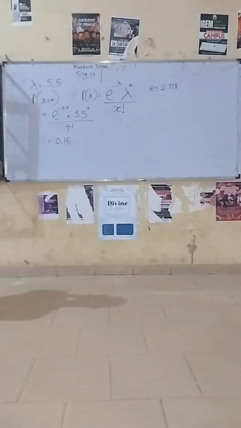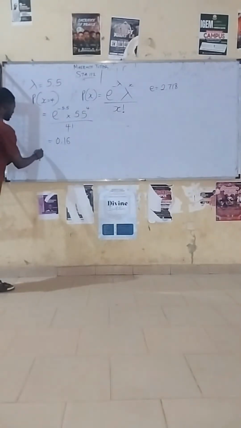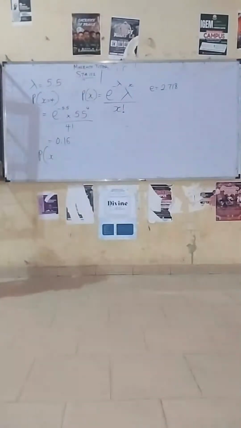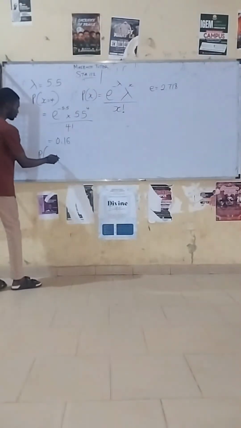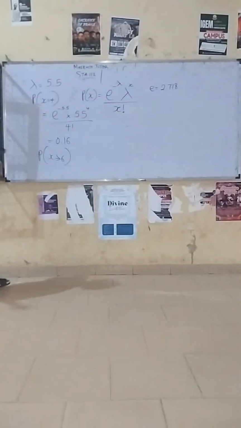Then the second part of the question says, at least 6 arrive. What does at least mean? At least 6 means X greater than or equal to 6. So it may not always be given in written form. It will be in statements, and you need to interpret it. At least 6, you can have 6 or more, right? That's greater than or equal to 6.